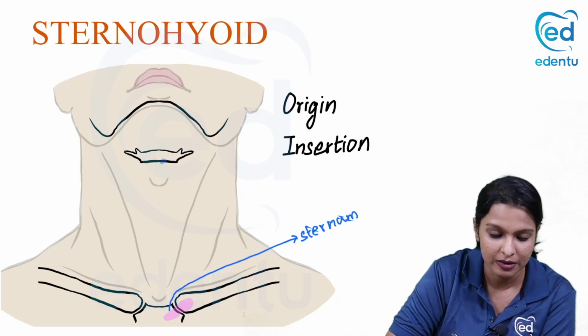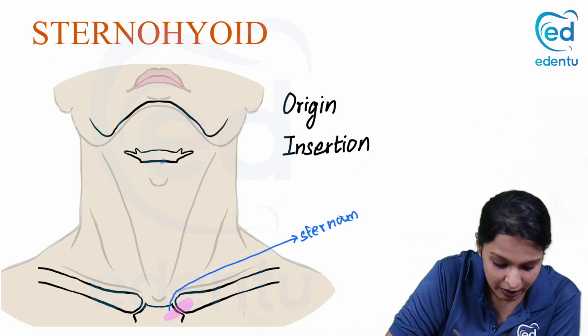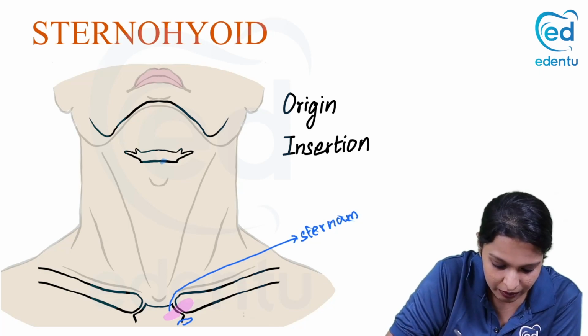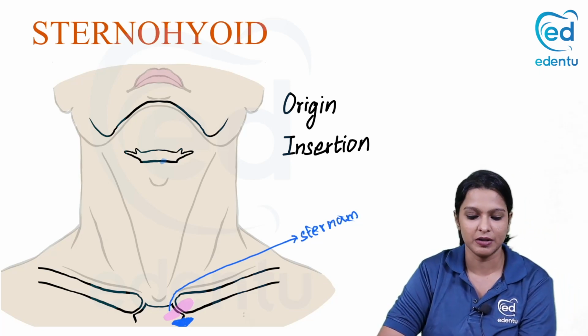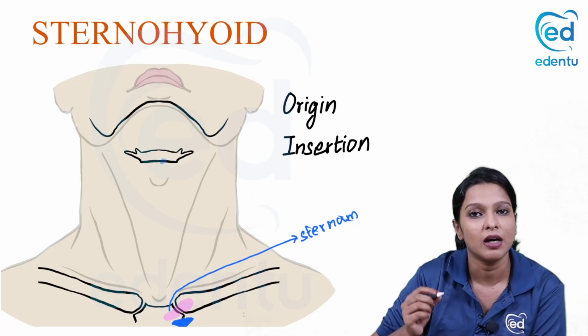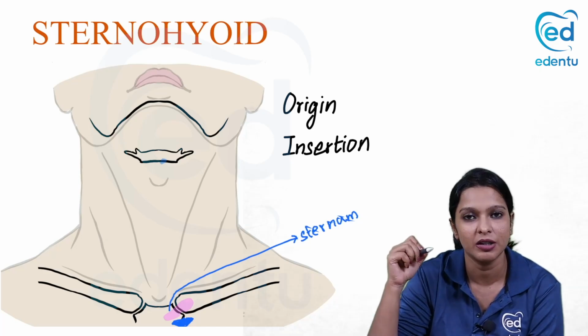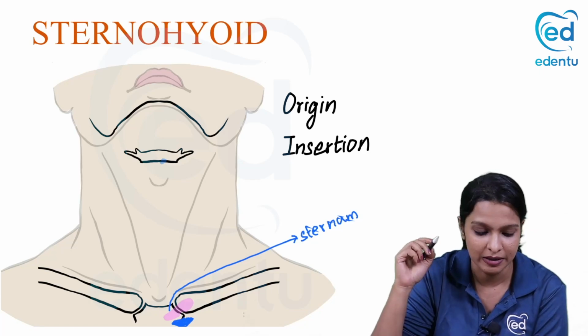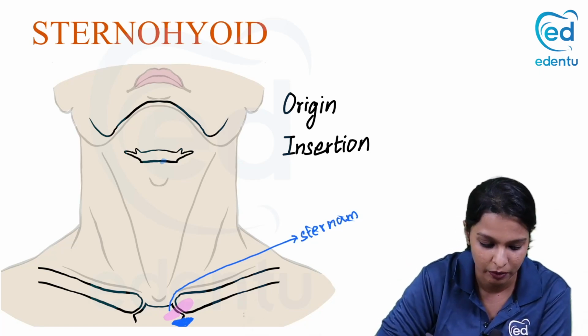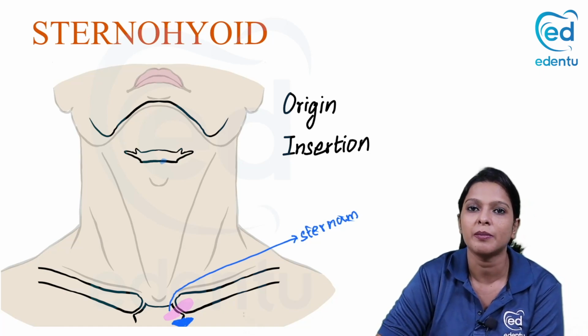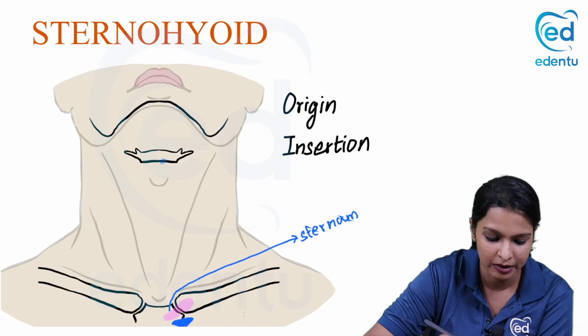Sternohyoid arises more superiorly when compared to sternothyroid. That arises from this part of the manubrium and the adjacent part of the first rib. So this is how you have to remember the origin of sternohyoid and sternothyroid. What about its insertion? It inserts in the lower border of the hyoid bone medially. Remember, this one inserts medially in the lower border.